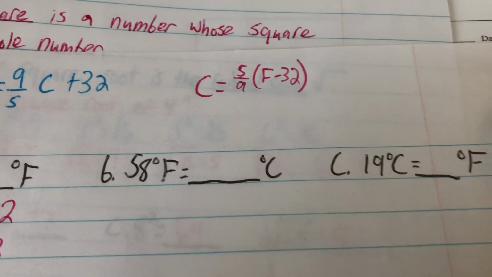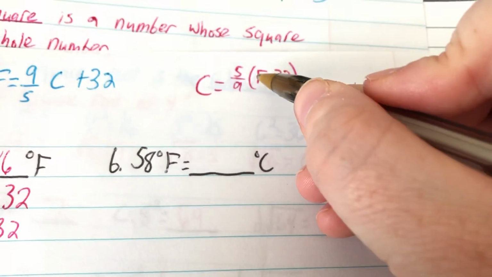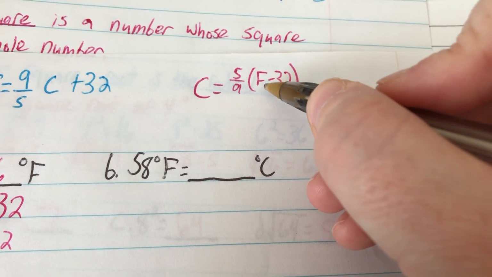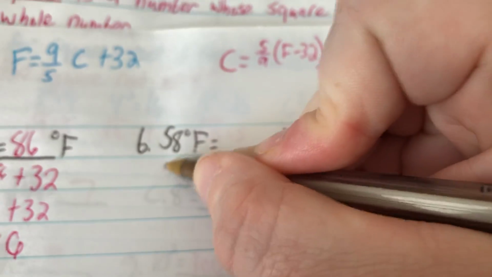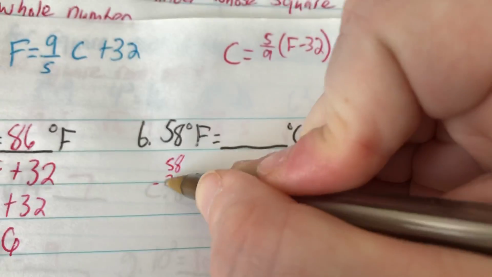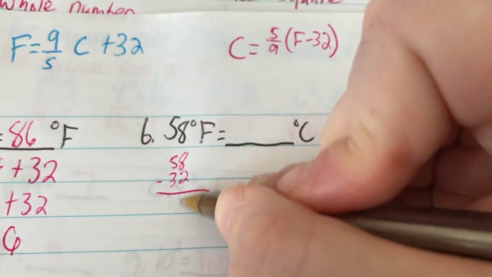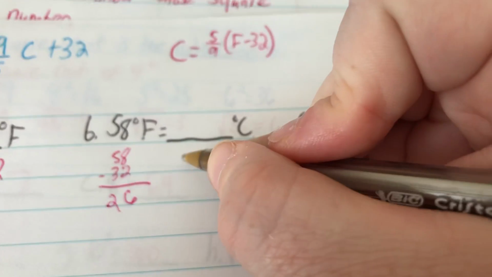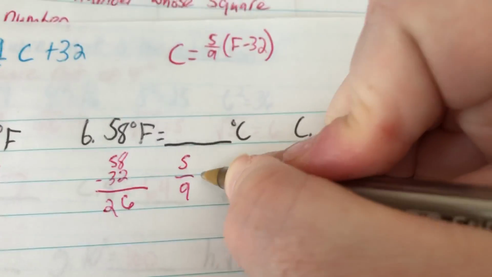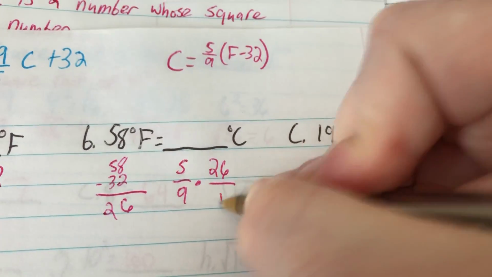Okay, B, we have 58 degrees Fahrenheit. My formula for that is 5 ninths times the quantity F minus 32. So first I would do 58 minus 32. 8 minus 2 is 6. 5 minus 3 is 2. So then I would multiply that by 5 ninths. So 5 over 9 times 26 over 1.